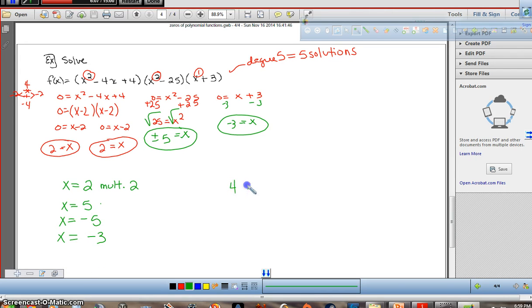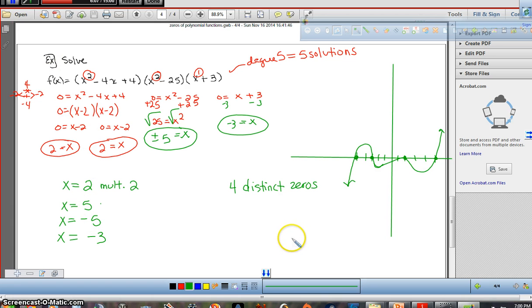It has 4 distinct zeros because it would have a bounce at 2, and then it would go through each one of these points. I'm going to graph that. All right, so here's what the graph would sort of look like here. It's going to go through at -5, at -3.